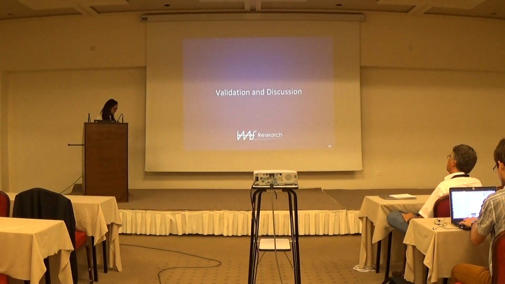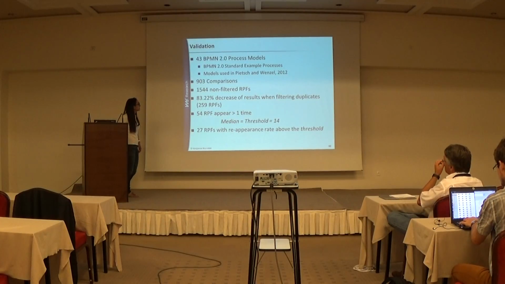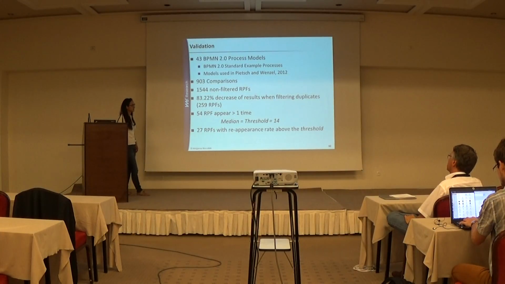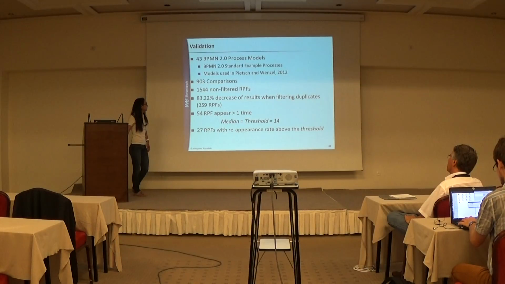Coming now to the validation, I used this technique on 43 BPMN2 process models as a subset of my collection. They come from the BPMN2 standard example processes and some models used in a research paper from Pitts and Betzel. These models were compared with all other models except for themselves, and we didn't have any duplicate comparisons. So when a model is compared with another, it's not compared again. This led to 903 comparisons, and afterwards 1,544 non-filtered relevant process fragments.